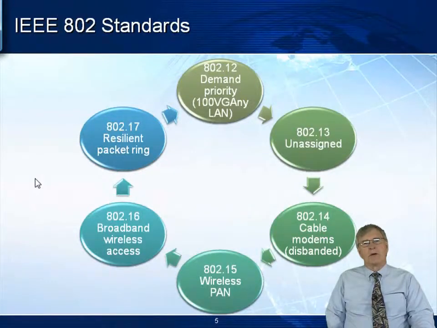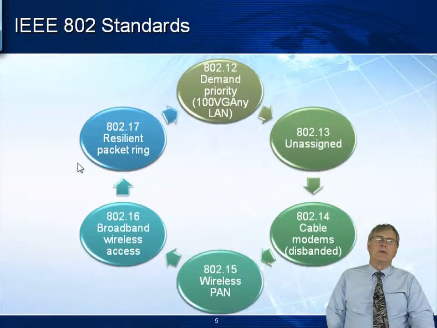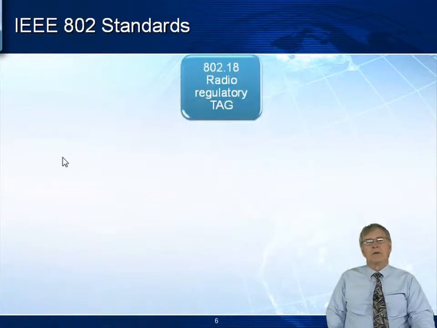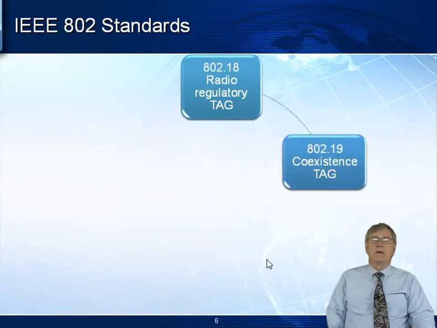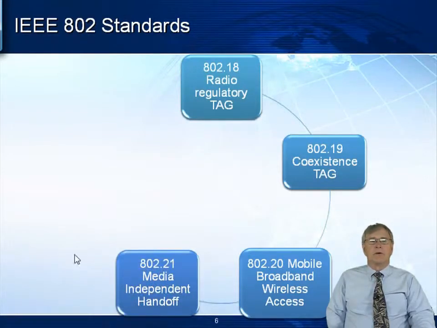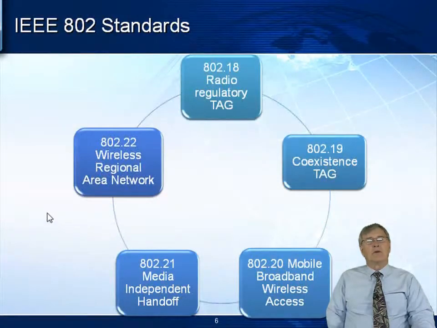So here's where we're getting into the area. Is this really a local area network protocol? And the answer is probably not. 802.17 resilient packet ring. All of these are IEEE 802 standards. Continuing on with the Radio Regulatory Technical Advisory Group, 802.19, 802.20, mobile broadband wireless access, is also having ongoing efforts being expended. So 802.21 and .22, this kind of rounds out the features here.